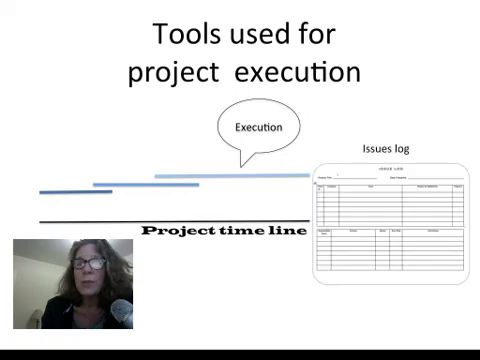You also want to keep track of issues logs. So when things have come up that needed to be addressed, how did you resolve those associated with the plan? Maybe there was a particular tool that you needed and you needed to go buy it because somebody hadn't done it. You might want to look at how did that happen and how did we resolve it.